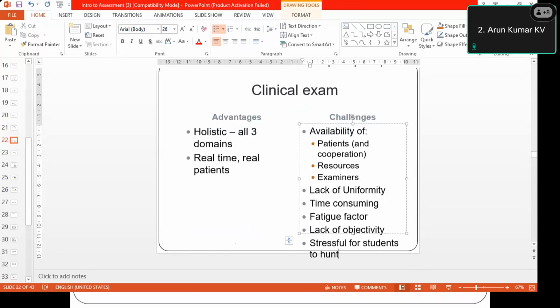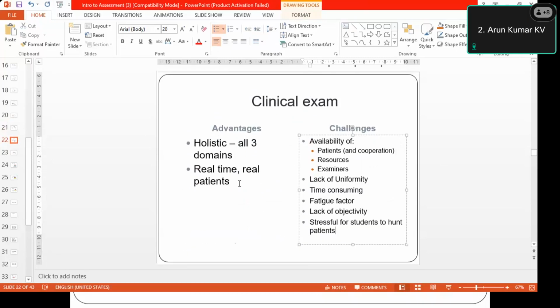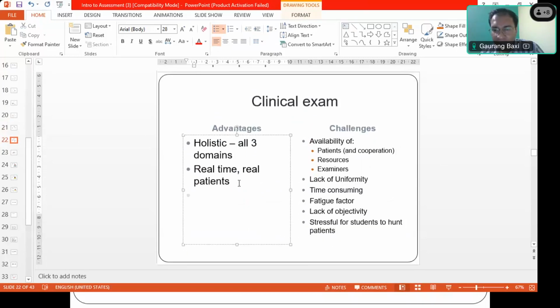Sir, in the advantages, skill evaluation is possible, sir. That is okay. What evaluation is possible? No, sir. It is a part of all three domains. I was just mentioning skill separately. Yeah, okay. All three domains ideally, but yes, primarily skills. And this applies to both practical as well as clinical. Any other points?